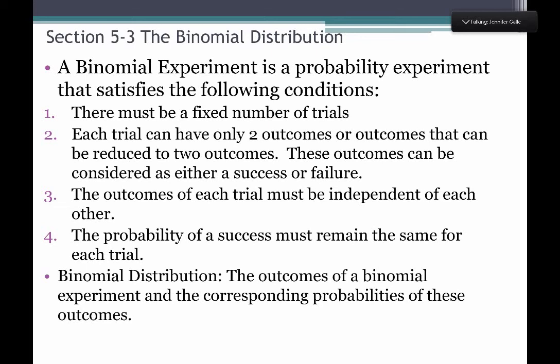So let's just take a look at one example and just focus on going through the checklist. So not worrying about any kind of formulas, probabilities, anything like that. Let's just look at the checklist.